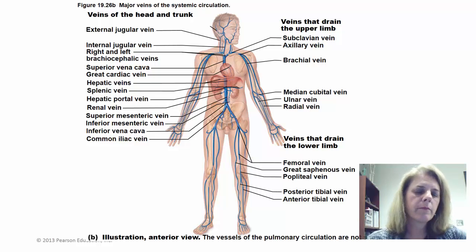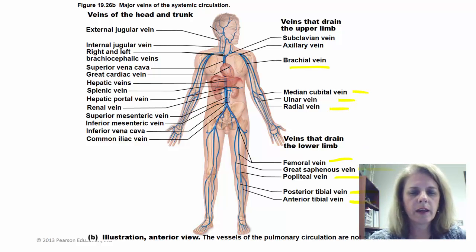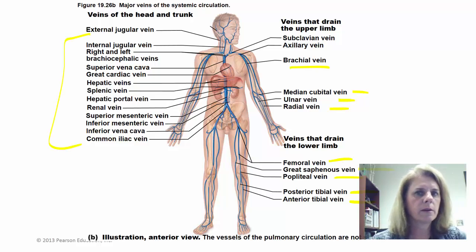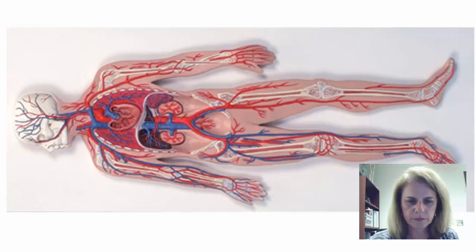We're going to bring the blood back, and we're going to talk about the brachial vein. We're going to talk about the femoral vein, the great saphenous vein, the popliteal vein, posterior tibial vein, anterior tibial vein, and these veins as well. We're going to leave all of this to a separate video. So the rest of this video is just arms and legs. Okay, just want to let you know where we are.